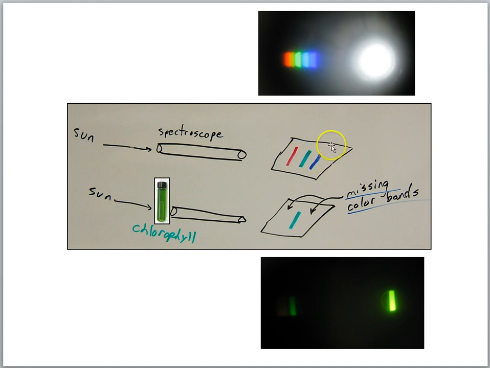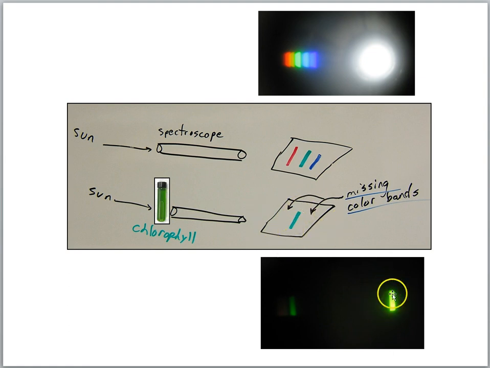So for sunlight, we see the entire spectrum. We see the reds and the greens and the blues. We're not showing all the other colors here, just for simplicity. Now what we do is we take our test tube filled with chlorophyll. We have sunlight here, but we put the test tube in between the light source and the spectroscope, and notice what has happened here. What we see is the green band.